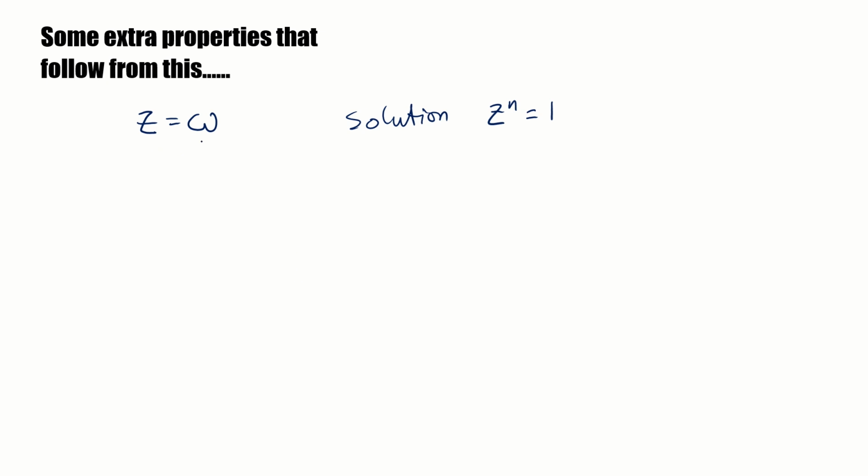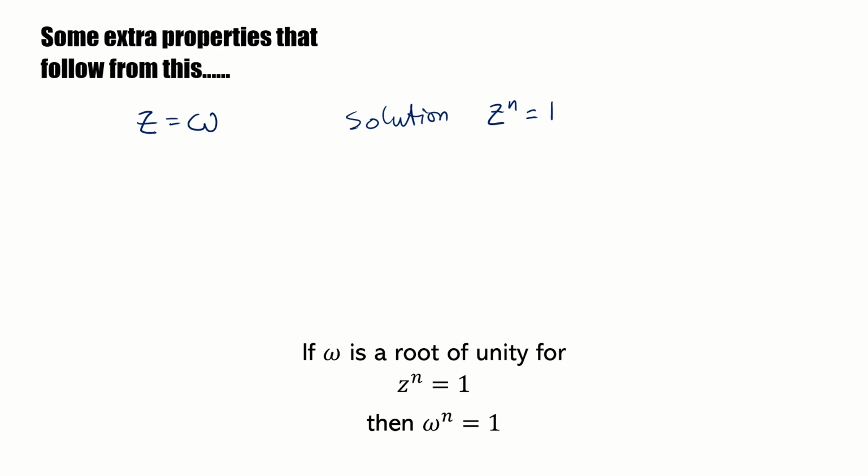But wait a minute, if z equals omega is a solution to z to the power of n equals 1, it must satisfy the equation. So you must be able to plug it into the equation and make the equation satisfied. That partly explains why we don't bother going beyond omega to the power of n minus 1, because if you get to omega to the power of n, it is going to equal 1 again, because omega is a solution to this equation. So that's the first neat property that comes from roots of unity.